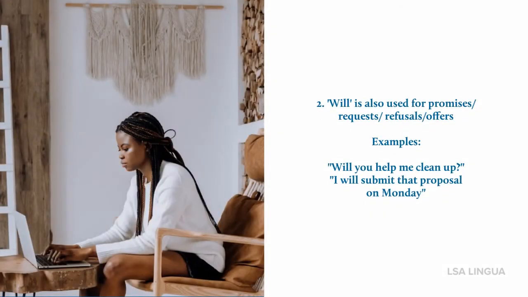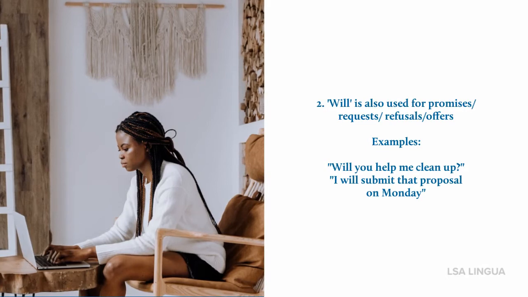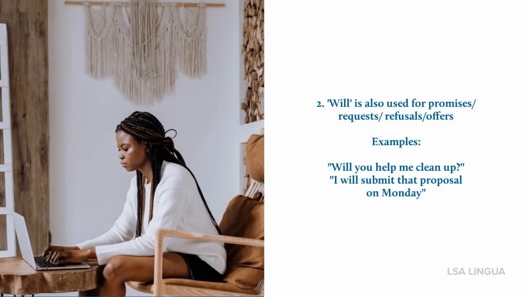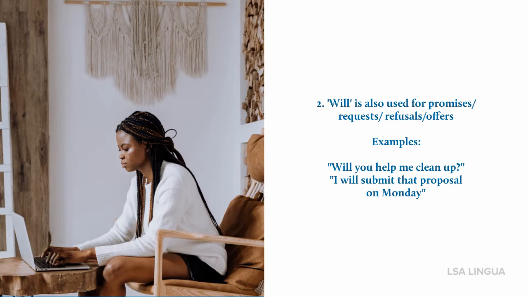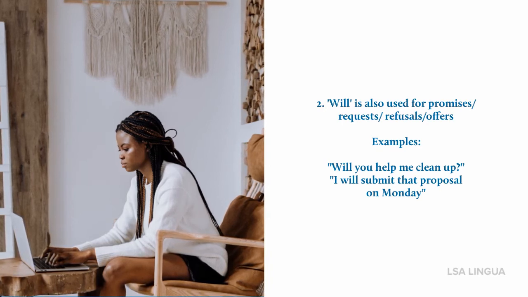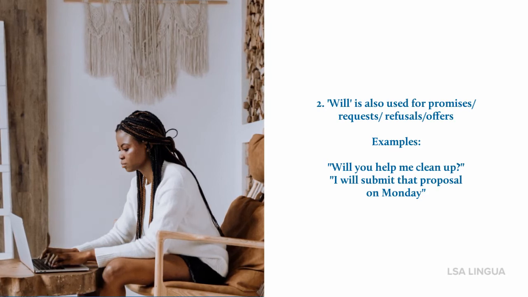Will is also used to talk about volition. So it is also called volitional will, which is something that is deliberately done or chosen by someone. So will is used for promises, requests, refusals, and offers. Some examples. Will you help me clean up? I will submit that proposal on Monday.